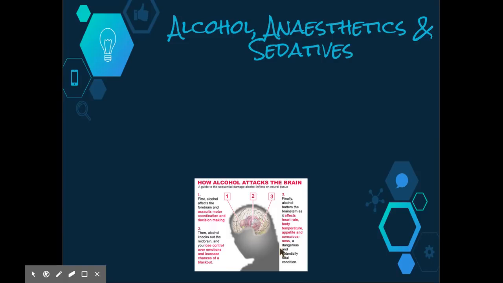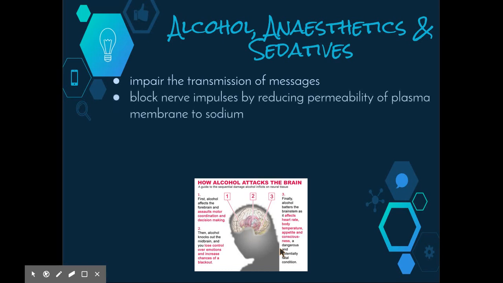So problems relating to alcohol, anesthetics, and sedatives. These can all impair the transmission of messages. So they can break down the barrier or create barriers between the message getting sent from the stimuli to the brain or from the brain to our effectors. They block all nerve impulses by reducing the plasma membrane's permeability to sodium ions. So you'll recall when we looked at the action potential, if the sodium cannot move across the membrane, then we have no action potential resulting. And we know from the syllabus dot point, there's either a full action potential to create a nervous impulse or there's none at all. There's no sort of in between.